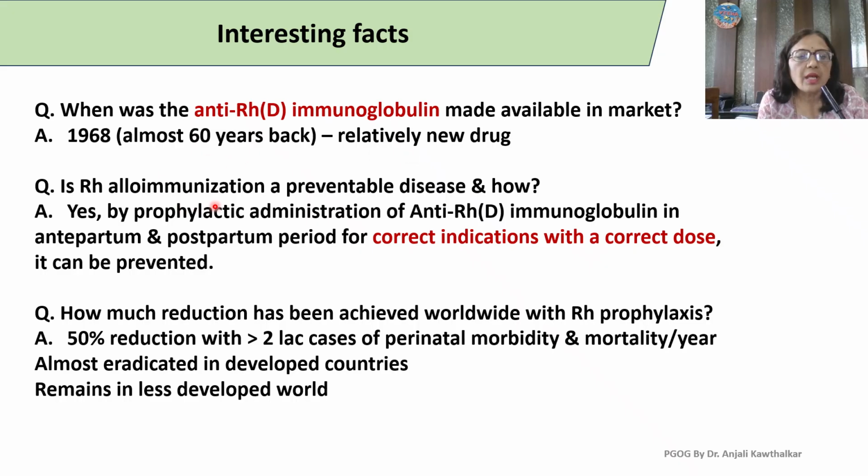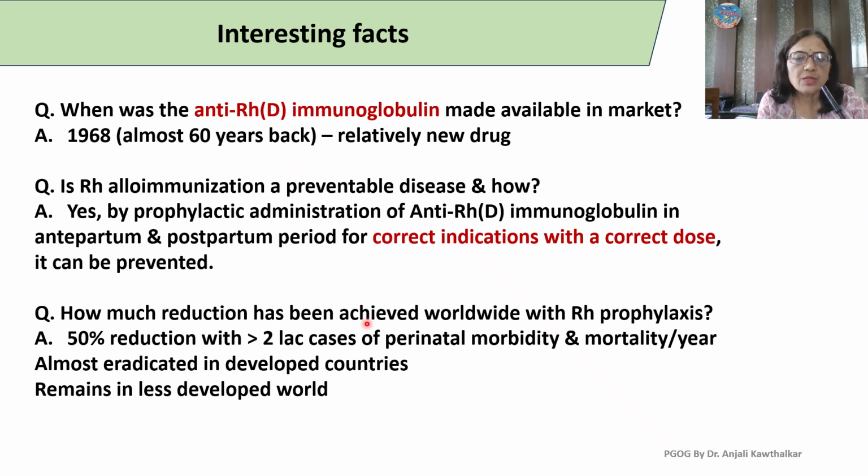Now, is this Rh alloimmunization a preventable disease? If you are asked this question, how is it preventable? It is a preventable disease by prophylactic administration of anti-RhD immunoglobulin in the antepartum and postpartum period, for correct indications with a correct dose. If it is used for correct indications with a correct dose, then this Rh alloimmunization can be prevented.